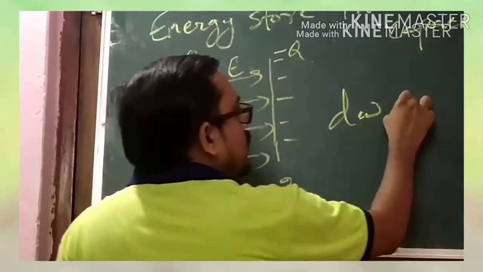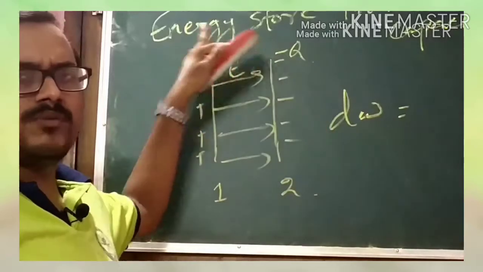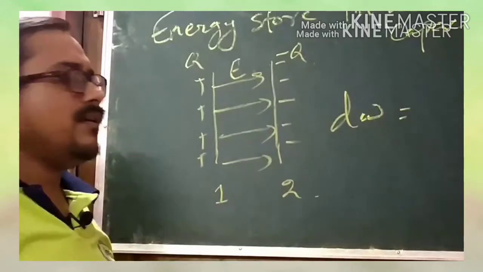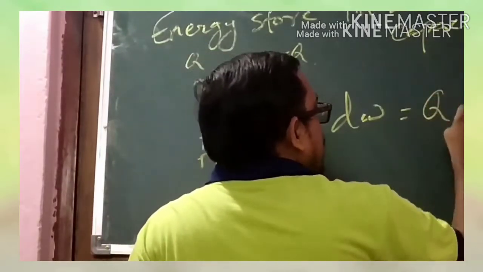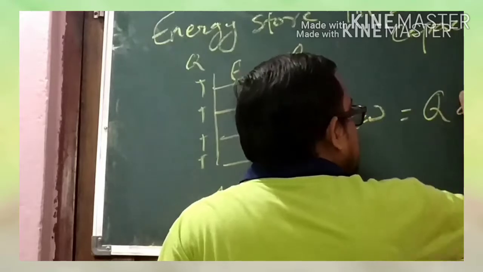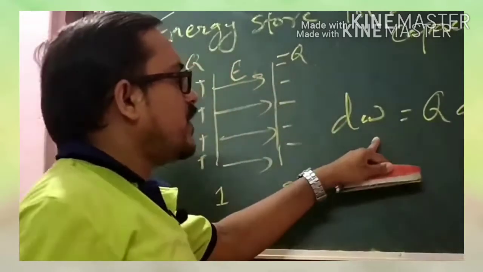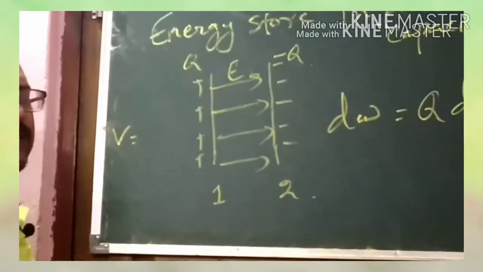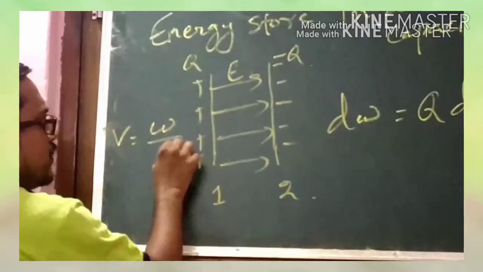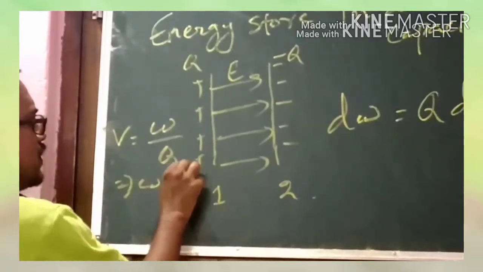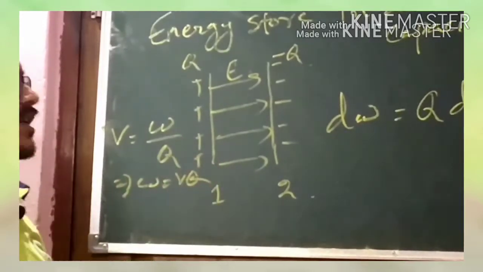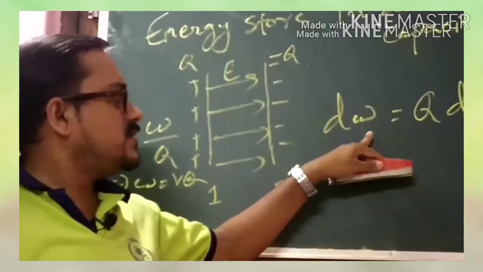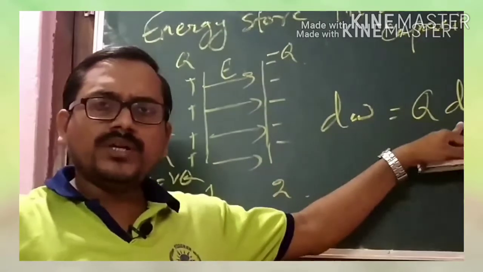Now, as we know, during the transfer of charge from one conductor to another conductor, some work must be done. So this is dW, and this dW is nothing but V dQ. How are we getting this formula? As you know, from the definition of potential, V will be equal to W by Q. So W will be equal to V times Q. Here we have taken a very small work element, so dW will be equal to V dQ.